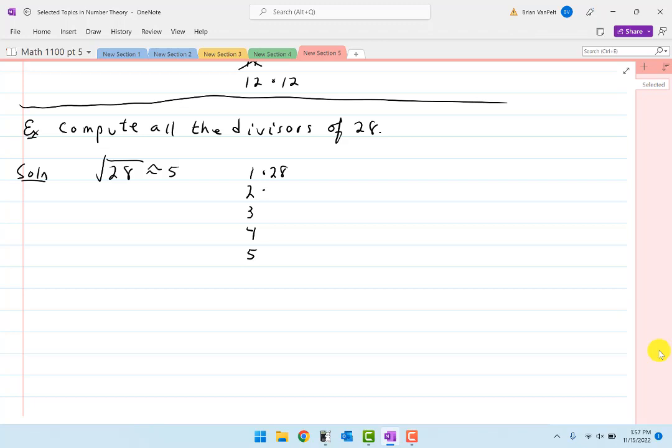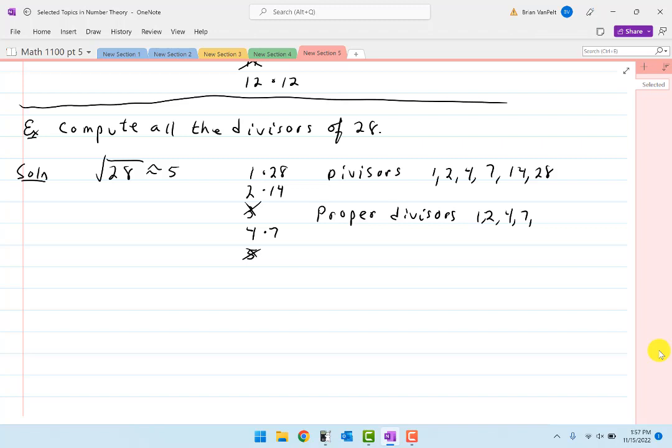1 times 28, 2 times 14. 3 doesn't go into it, but 4 does, and neither does 5. So my divisor list is very short. We have 1, 2, 4, 7, 14, and 28. And then the proper ones, same list, 1, 2, 4, 7, and 14. I just don't include 28.